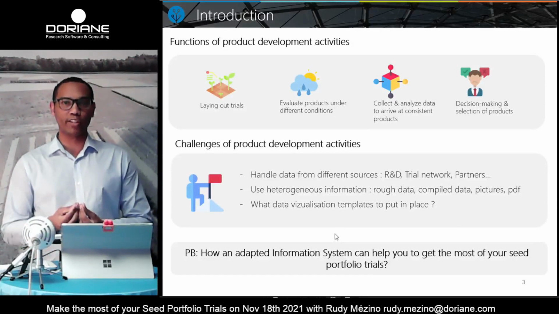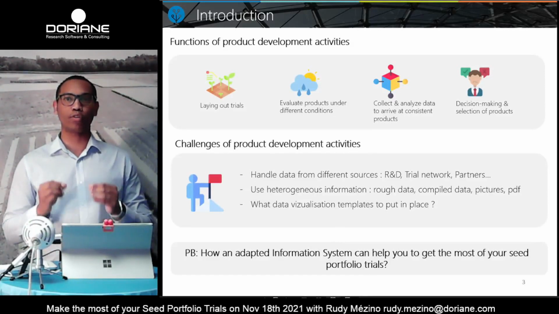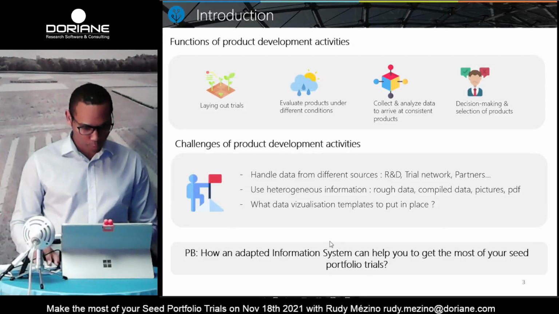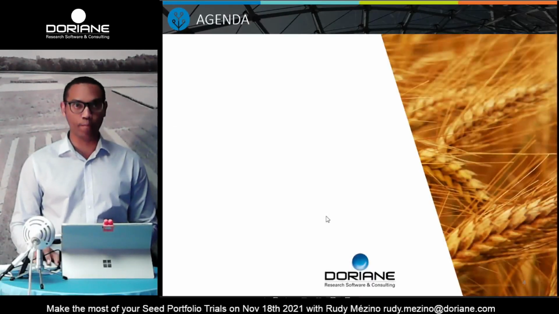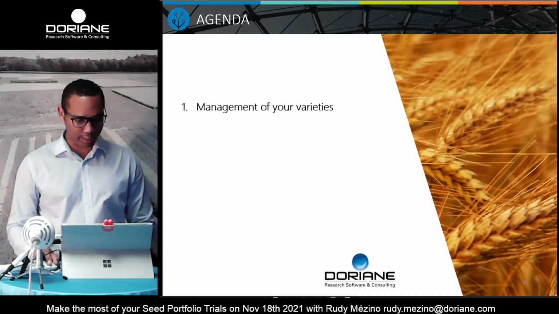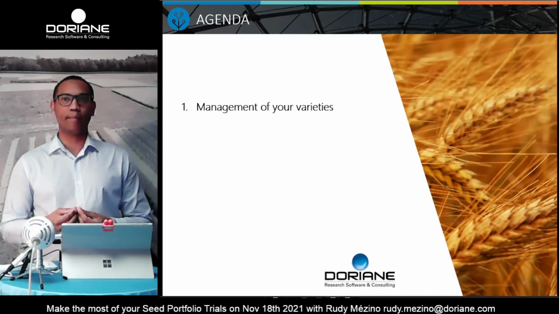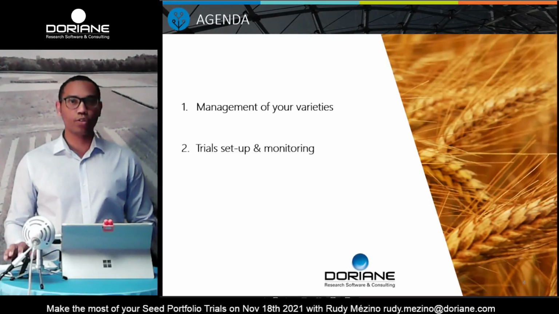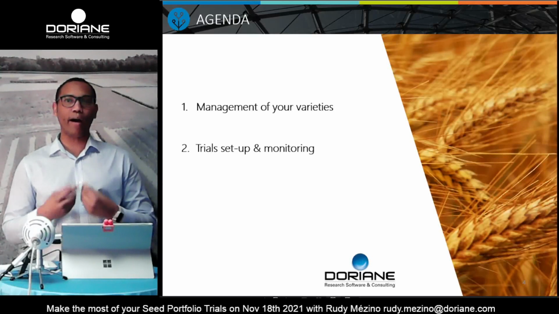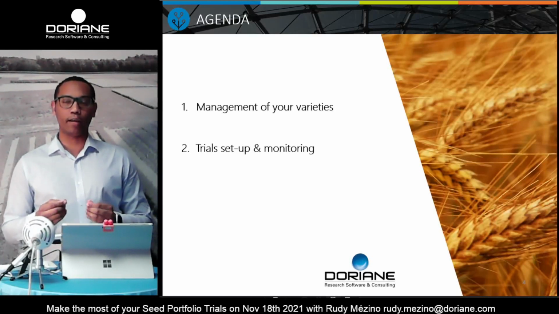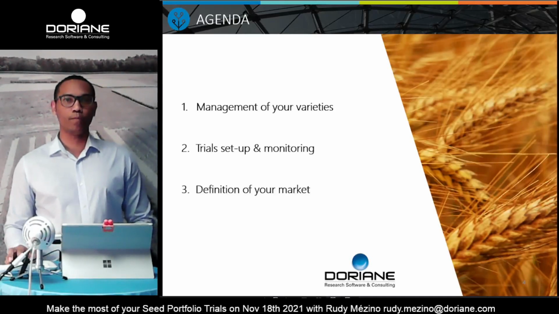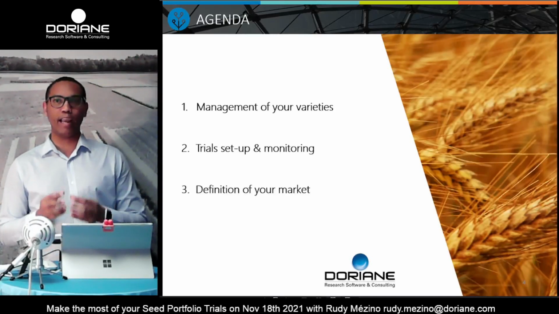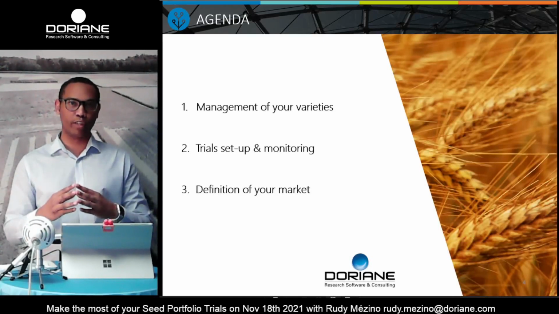So how can an information system help you to get the most of your seed portfolio trials? We are going to see this agenda today. First, we are going to see how an information system can improve the management of your varieties. Secondly, how an information system can optimize your trial setup and monitoring. And to finish, how an information system will help you to compare different information together to address your market efficiently.